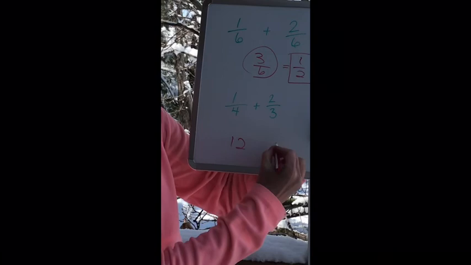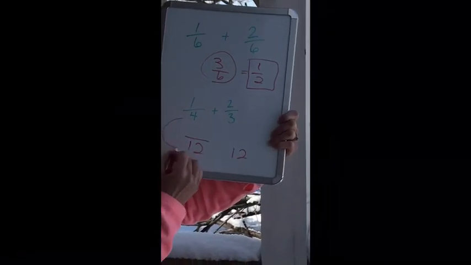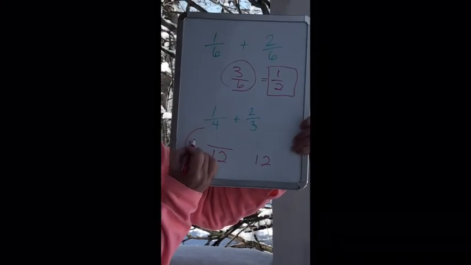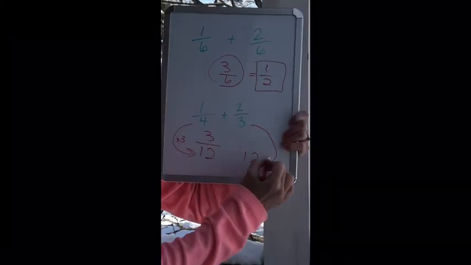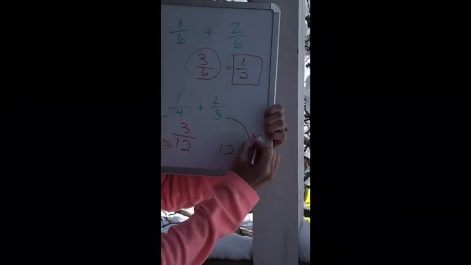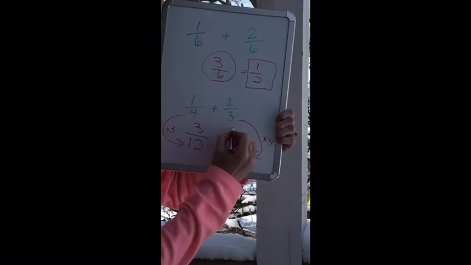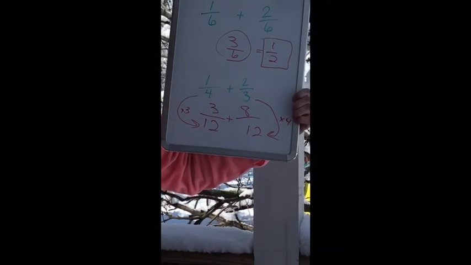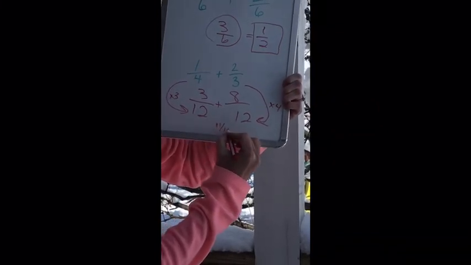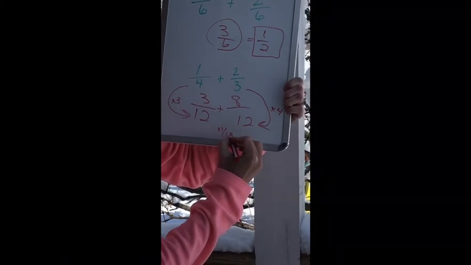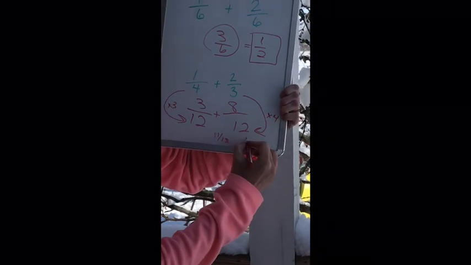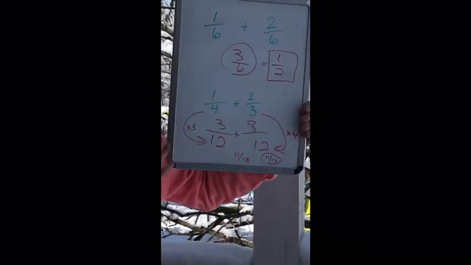To get from 4 to 12, what do you have to multiply by? Yes, 3. 1 times 3 is 3. To get from 3 to 12, what do you have to multiply by? Oh, 4! Yes, we multiply by 4. So 2 times 4 is 8. 3/12 plus 8/12. I'm running out of space, but it is 11/12. There's snow there, so it's hard for me to write, but that very clearly says 11/12.